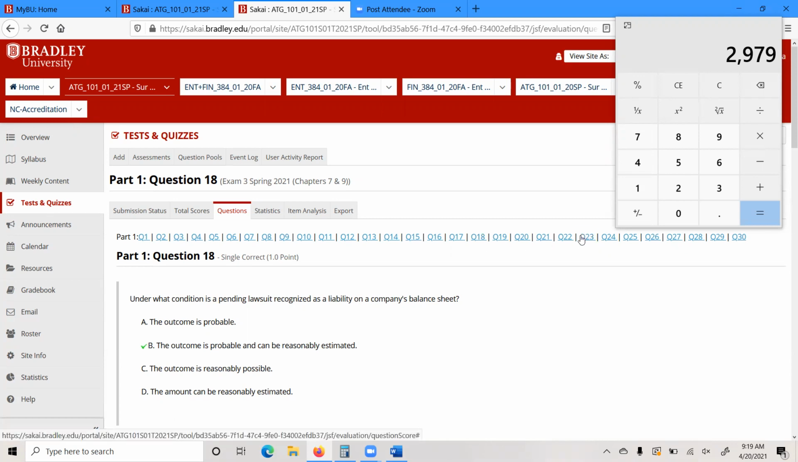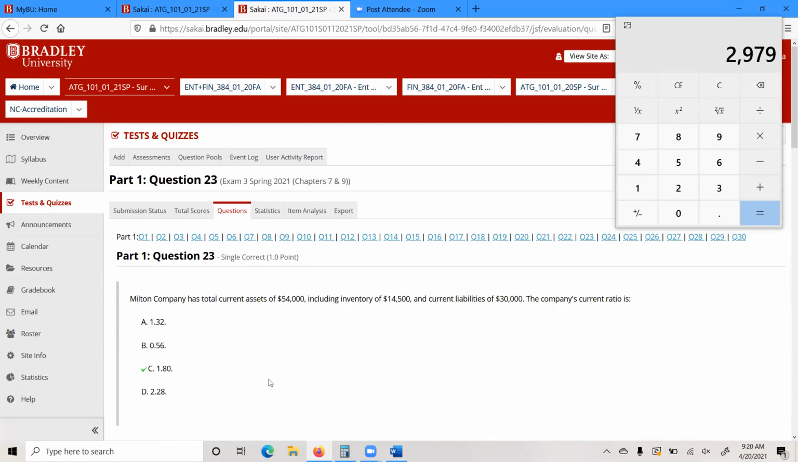Okay, 23 had current assets including inventory of $14,500. We would only need that if we were calculating a quick ratio. We are not. So current ratio is current assets divided by current liabilities. So we're just going to have current assets, $54,000, divided by current liabilities, $30,000, to give us a current ratio of 1.8. And that is our solution, answer C.